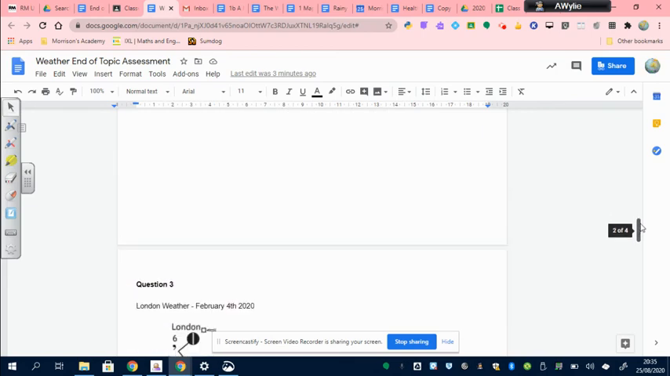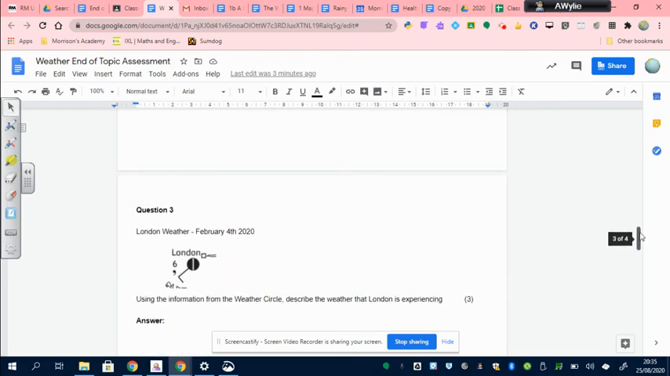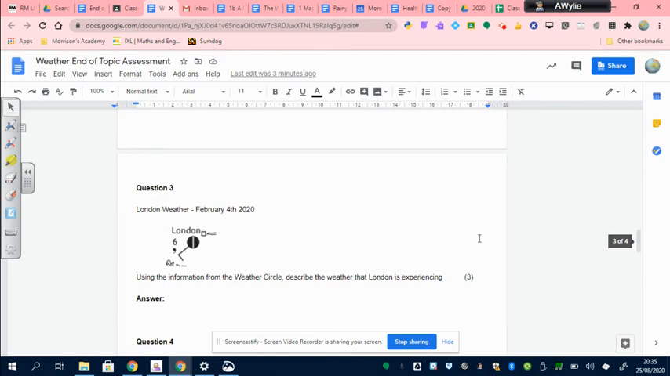Question 3. We have a synoptic weather symbol for London. And we are asked to give information about the weather, to describe the weather that London is experiencing, and it's 3 marks. So you're looking to give 3 statements about the weather in London using information from this weather symbol.